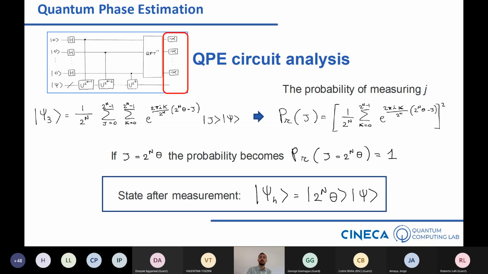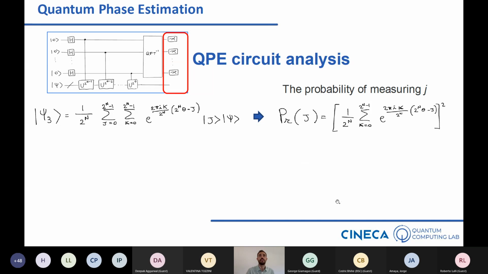It means that with probability 1, every time I run this quantum phase estimation algorithm, I get at the end, because the probability is 1, a bit string, which is the binary representation of theta. So the state of the measurement, of course, is going to be psi, which is left unchanged, and 2 to the n theta.